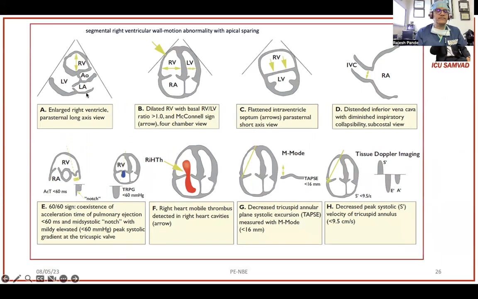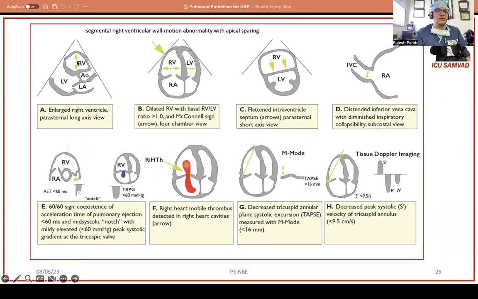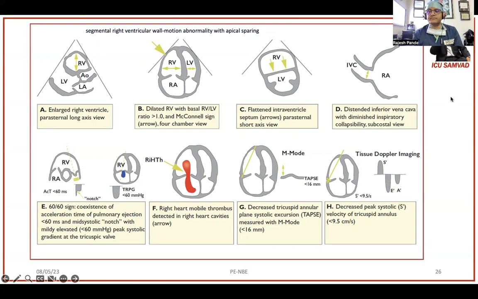Now, this is an important slide because this highlights the echo findings. Here you will see a parasternal long axis view. RV dilation, enlarged RV, the cavity size is increased. And here you can see the McConnell sign. That means there is an RV wall motion abnormality, but that excludes the apex of the RV. And the third thing that you see, again, this is a parasternal short axis view, flattening of the septum. As you can see, normally the septum is concave into the RV cavity, but here it is flattening.